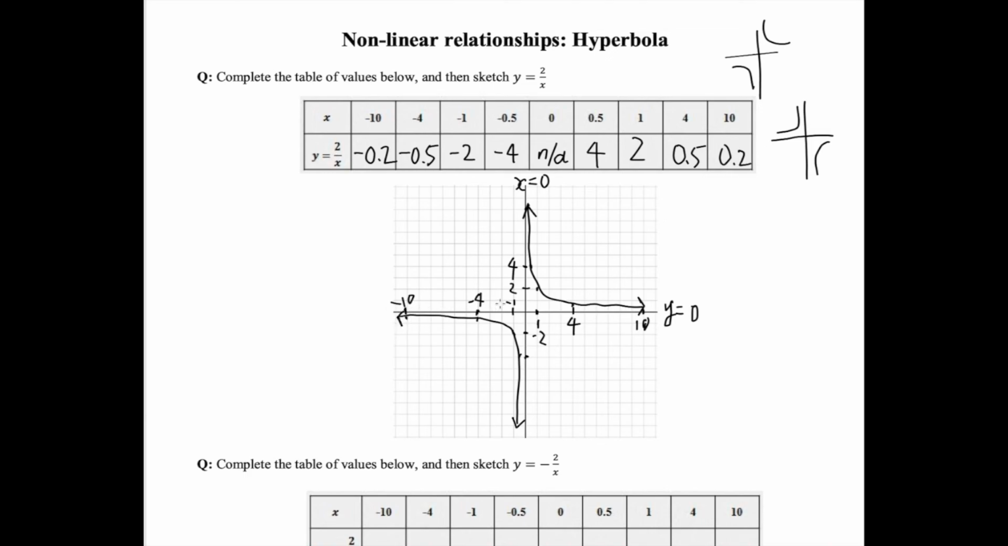From this graph, we know that from the first quadrant, as you still remember from trigonometry, this is quadrant 1, quadrant 2, quadrant 3, quadrant 4. In the first quadrant, the graph is approaching the x-axis, which is the horizontal line, and the y-axis. And in the third quadrant, the graph is also approaching the x-axis and the y-axis. That's the nature of most hyperbolas.